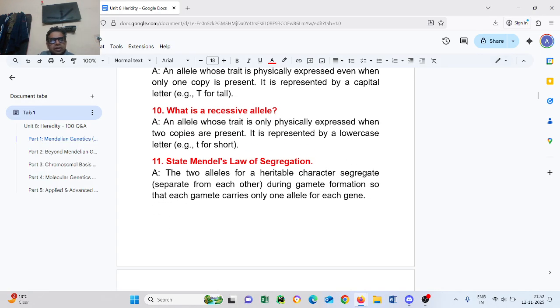State Mendel's law of segregation. The two alleles for a heritable character separate from each other during gamete formation, so that each gamete carries only one allele for each gene.